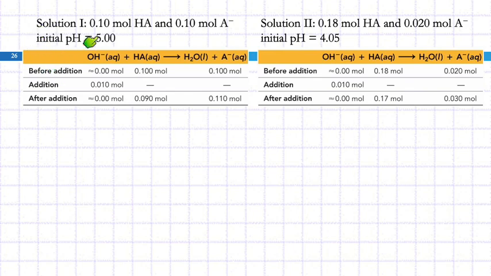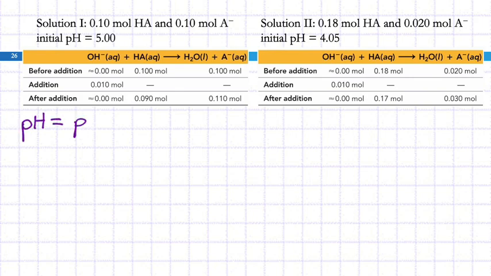So here's solution 1, where we have equal moles of the acid and the conjugate base. Initial pH is 5, and we're adding 0.01 moles of sodium hydroxide. That is going to react with some of the HA so that all of the hydroxide goes away. We've lost 0.01 moles of the acid and gained 0.01 moles of the conjugate base. From this, we can calculate the pH using the Henderson-Hasselbalch equation.